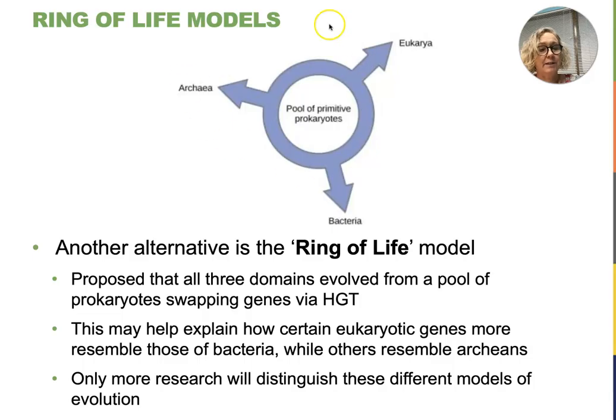You also have the ring of life. Another alternative to the ring of life model proposed that all three domains evolved from a pool of prokaryotes swapping genes via horizontal gene transfer. Just another theory. This map helps explain how certain eukaryote genes can resemble those of bacteria, right? A pool of primitive prokaryotes, and it just developed like this. Only more research will distinguish this. The more we learn about genes, the more we know about these sorts of things.